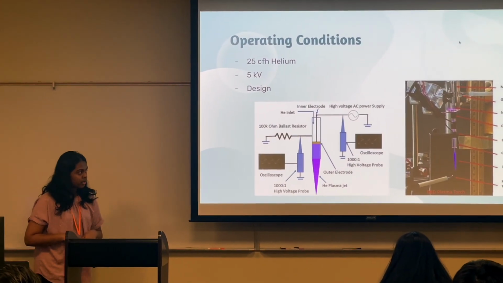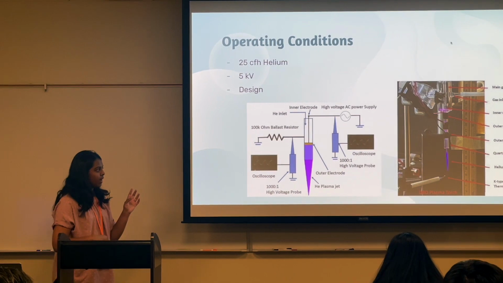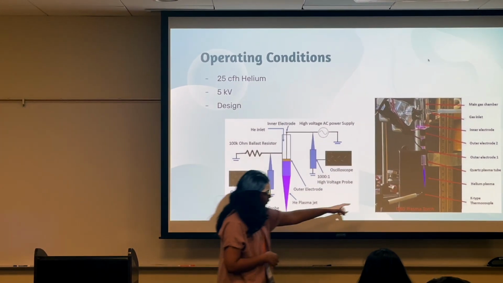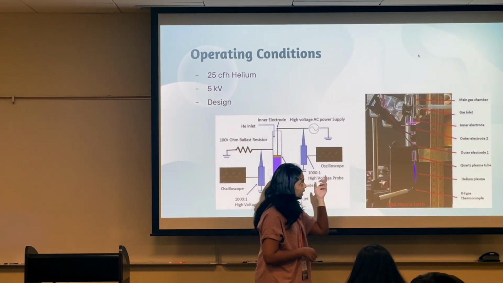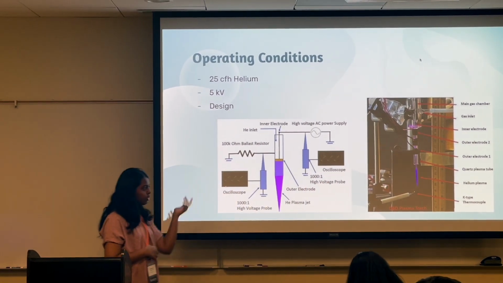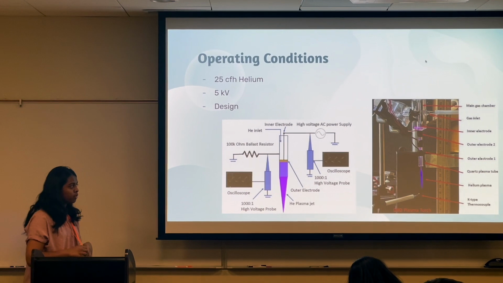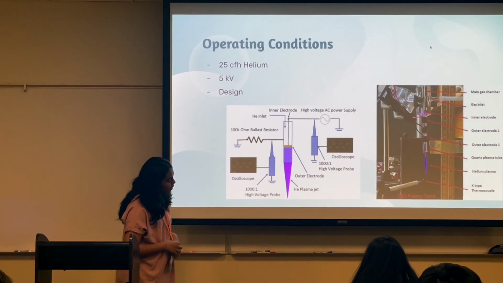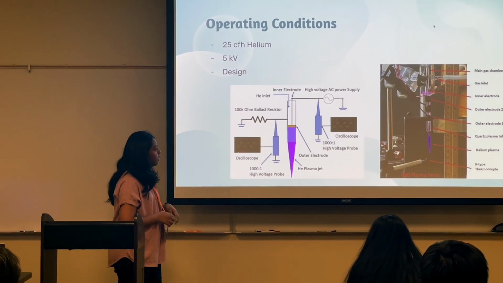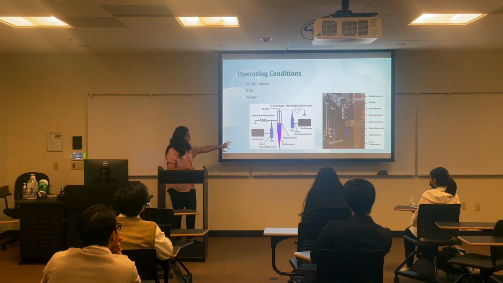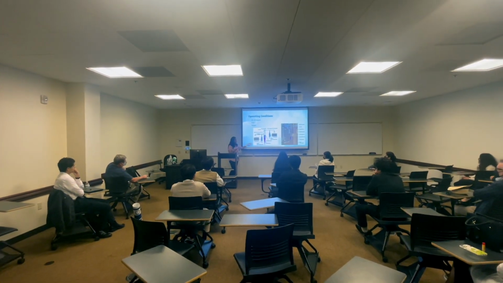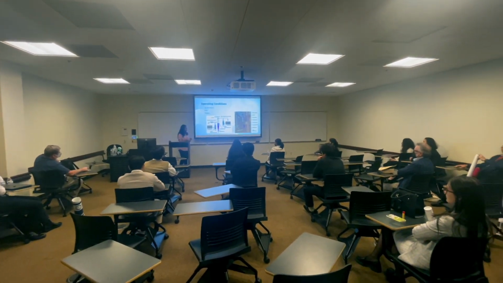So over here, this is kind of like a design of how our torch works. So over here we have a DBD plasma torch, which is generating the plasma jet from the torch, and it's currently connected to the lower electrode, it looks like. And over here we have the circuit that allows electricity to go into the plasma torch.